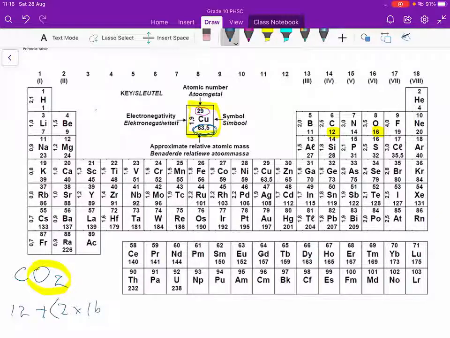And if you type that into your calculator, it is going to do your BODMAS automatically, but it's good for you to be aware of it, okay? 12 plus 2 times 16 gives you 44. So that's the relative atomic or relative molecular mass of carbon dioxide. That's how we work it out.